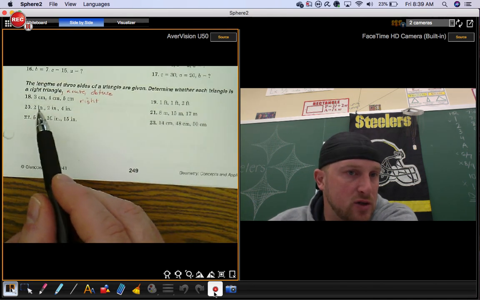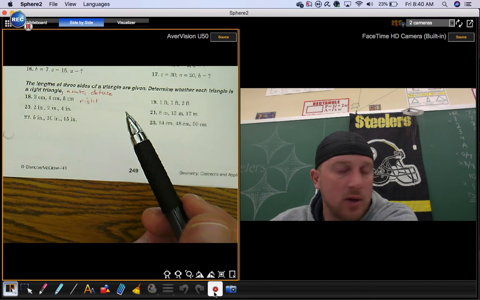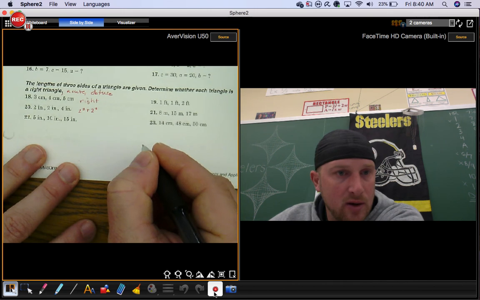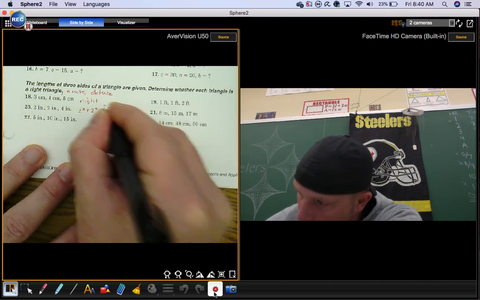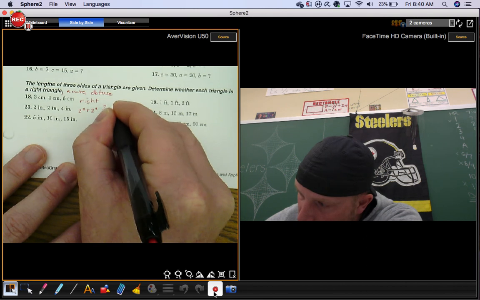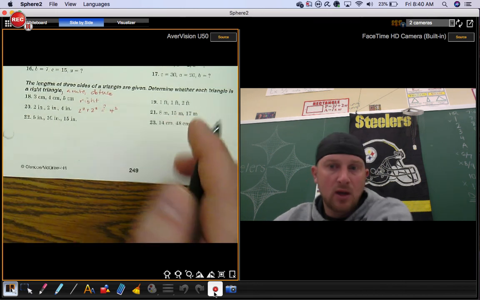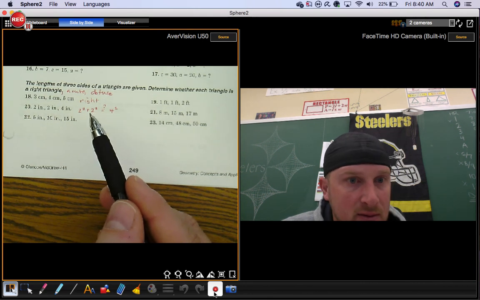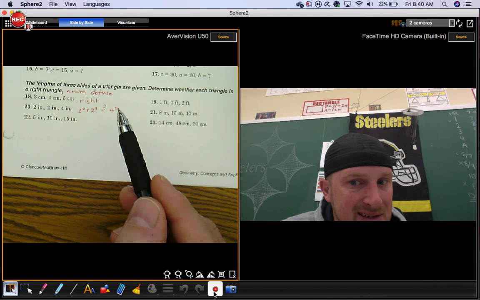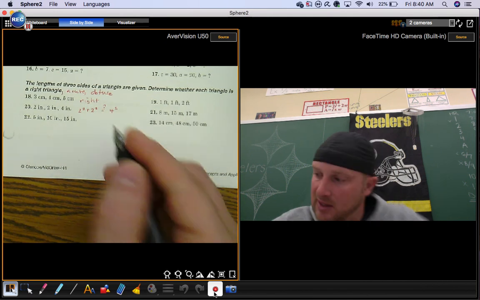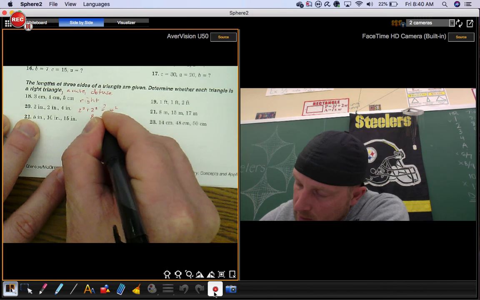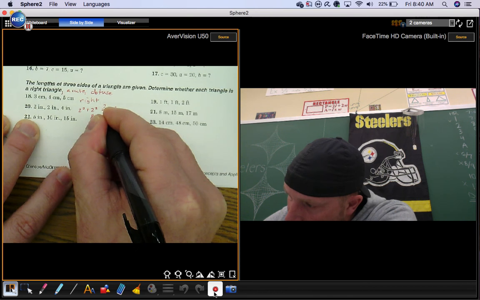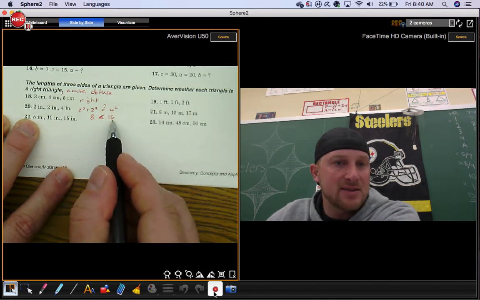Now this next one, 2, 2, 4, it's not a triple. So what you're asking yourself is, 2 squared plus 2 squared, does that equal 4 squared? Well, you can do this in your head. 2 squared is 4, 2 squared is 4, 4 plus 4 is 8. 4 squared is 16. Does 8 equal 16? It definitely does not. 16 is bigger than 8. 8 is less than 16.